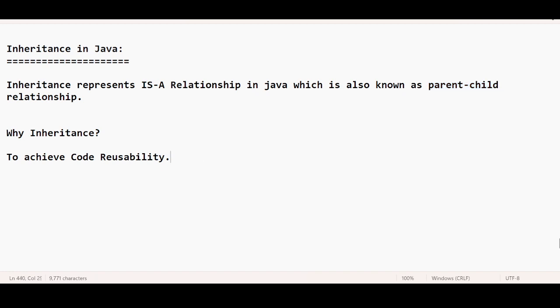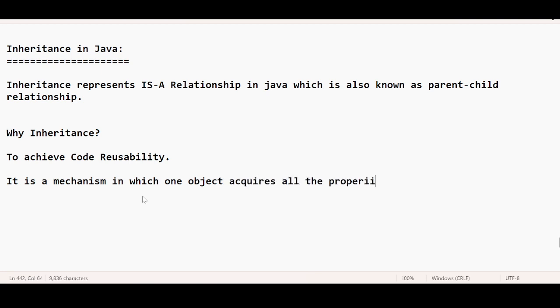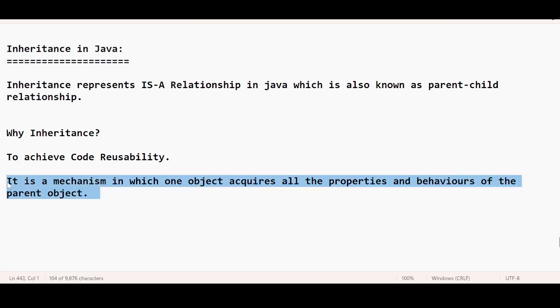Now the complete, real definition of inheritance. Inheritance is a mechanism in which one object acquires all the properties and behaviors of the parent object. Very simple, one line definition. This is more than enough in the interview room. It's a mechanism in which one object acquires all the properties and behaviors of the parent object.